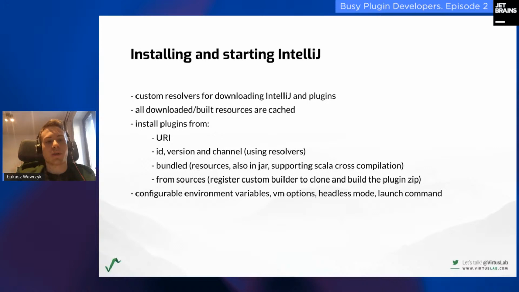First is from URI, so it can be just a link to a file on the internet or a file on a local machine, or you can provide the IDE version and optionally channel, and this will use resolvers. By default, it will download the plugin from JetBrains Marketplace. You can use bundled plugins, so a plugin from your resources. This is mostly used internally for the probe plugins, but yeah, it's also possible. And the last way is from sources.